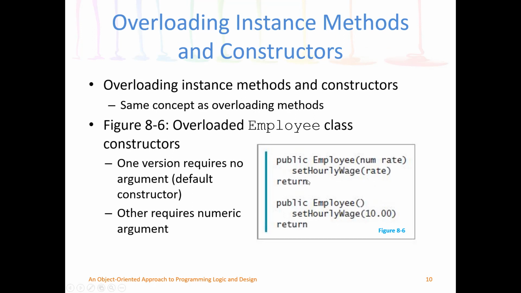We can also overload methods, and if you recall, overloading means you have the same name, but different parameters. So I can have one constructor, this employee with a rate, and set the hourly rate, and I can have another constructor with nothing in it, and it just sets the hourly rate to 10 all the time. Which one is used? Depends on how you set up the constructor. If you have your constructor in your code with no parameters, when it compiles it automatically takes this one. If you set up your constructor with a parameter, it'll automatically take that one.